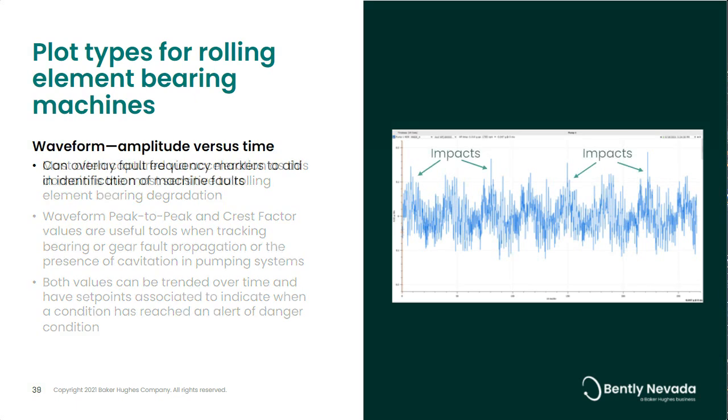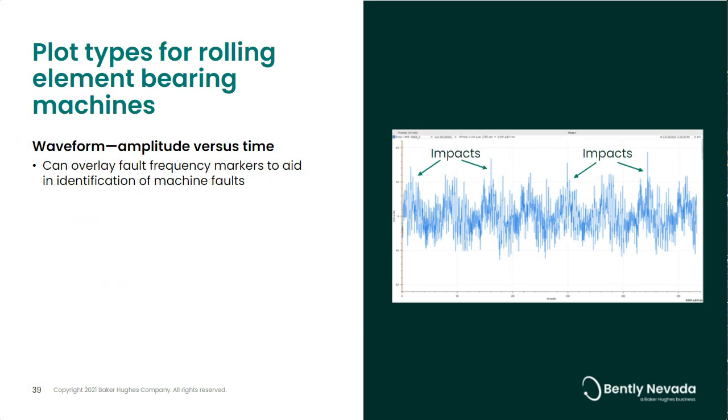Another tool that we have available is the ability to overlay fault frequency markers on the waveform to help positively identify if a particular fault is present, an example of which is shown here. We can see what appears to be impacts present in the waveform to the right. By overlaying fault frequency markers, we can positively identify that these impacts coincide with running speed.